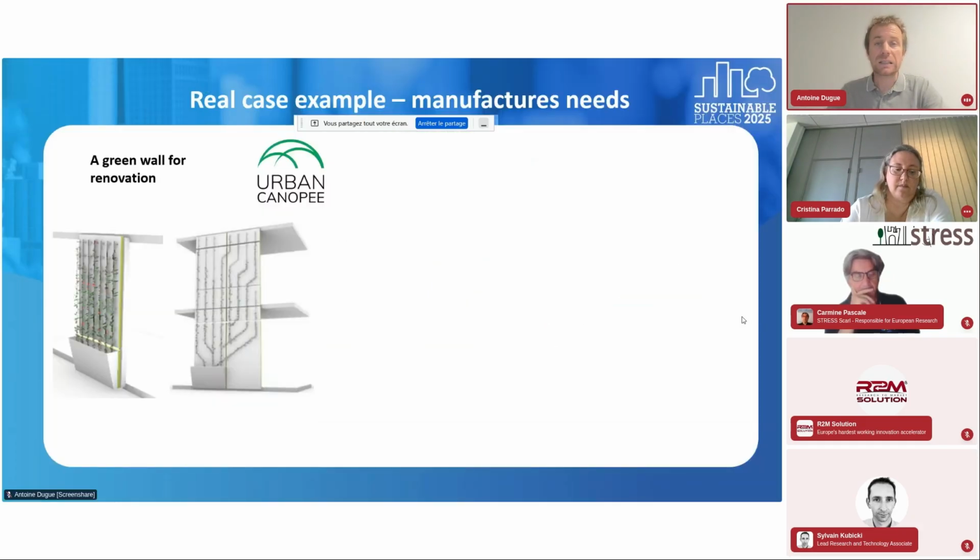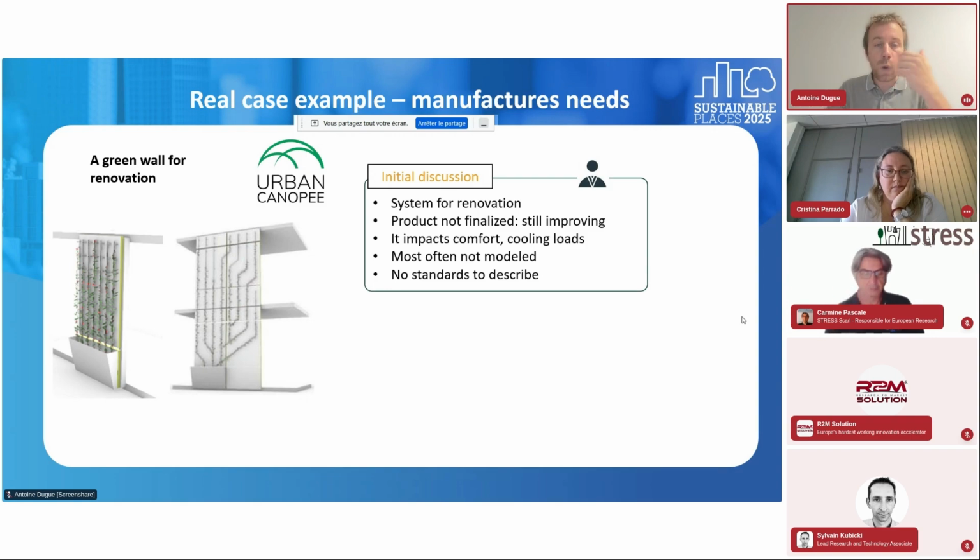So I'm back on the very topic that we are addressing today. I'm going to use an example, one of the solutions that we had in this project, which is a green wall for renovation. It starts with a simple idea: let's do a system that both allows some external thermal insulation, but also at the same time allows a climbing plant on it, acting as a green wall.